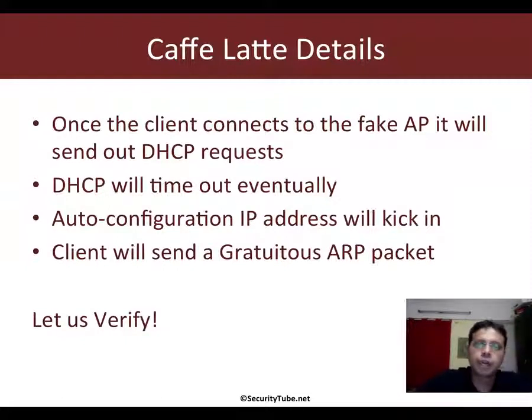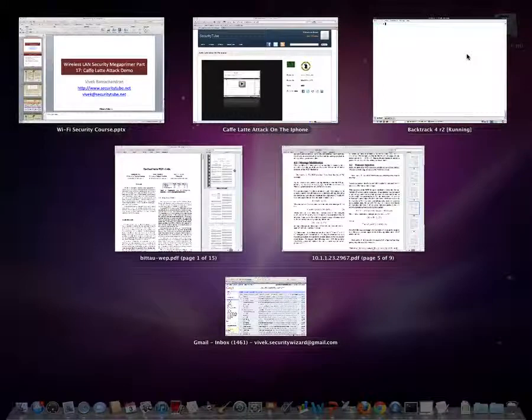So what is going to happen? In a previous video, as we saw, the client will start making these DHCP requests, but unfortunately, because we have a fake access point, nobody is going to answer that DHCP request. So eventually DHCP will time out, and once it does, the client will assume an auto configuration IP address in the 169.x.x.x range. And after that it will send out gratuitous ARP packets announcing the IP address. We've seen this in a previous video, but let's very quickly verify this condition.